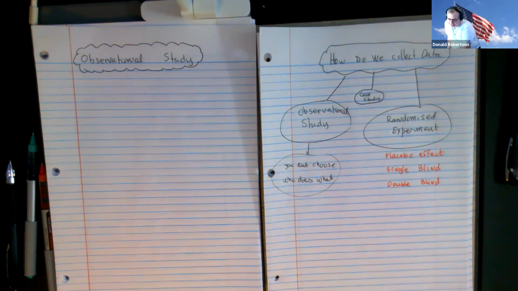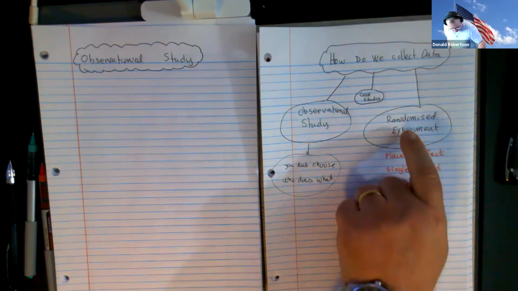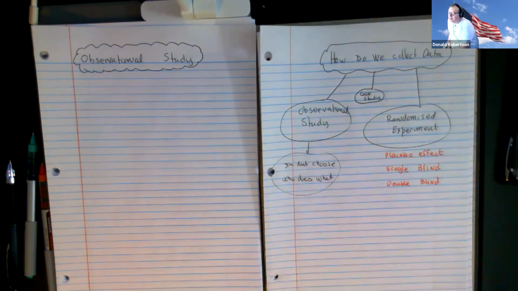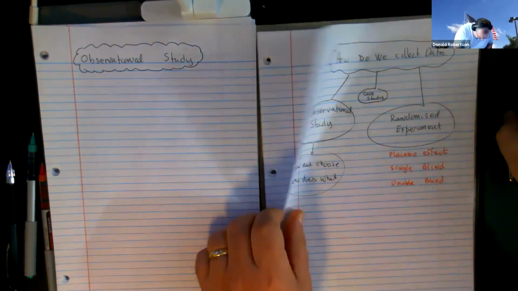So observational studies are sometimes the only way you can get information, but it's sometimes very difficult to get cause and effect out of it because of that. Now, the kind of gold standard amongst collecting data is randomized experiments. I'll give an example of a randomized experiment.